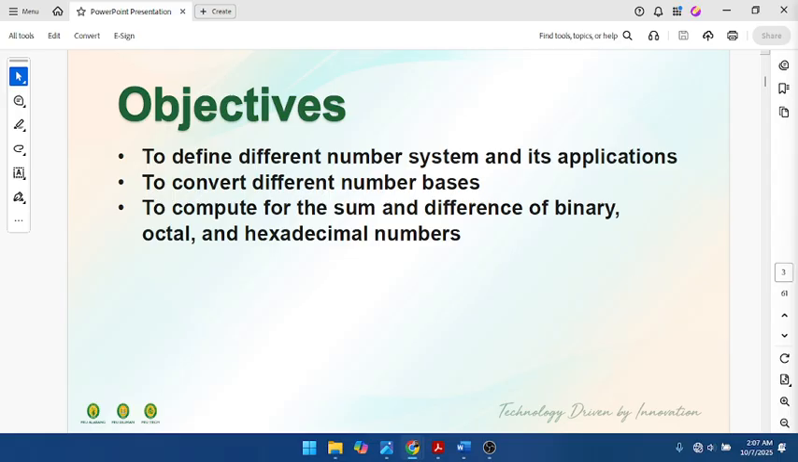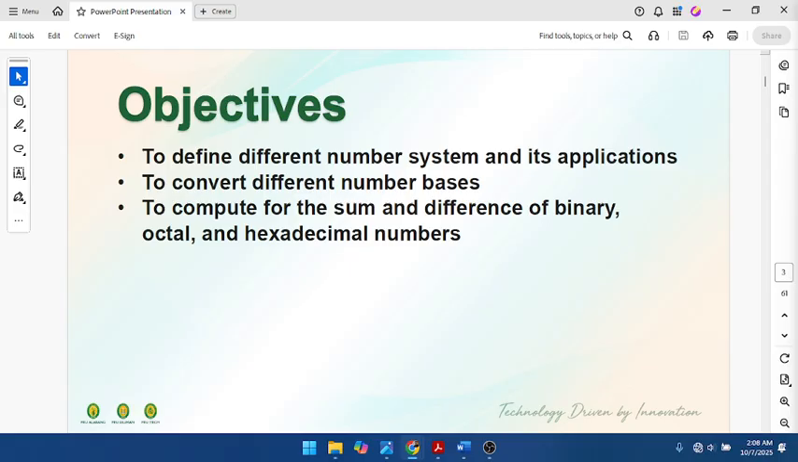Second, you will be able to convert numbers between these different bases. This is the core skill, allowing you to translate the value of a human-friendly format like decimal to a machine-friendly format like binary, and vice versa.